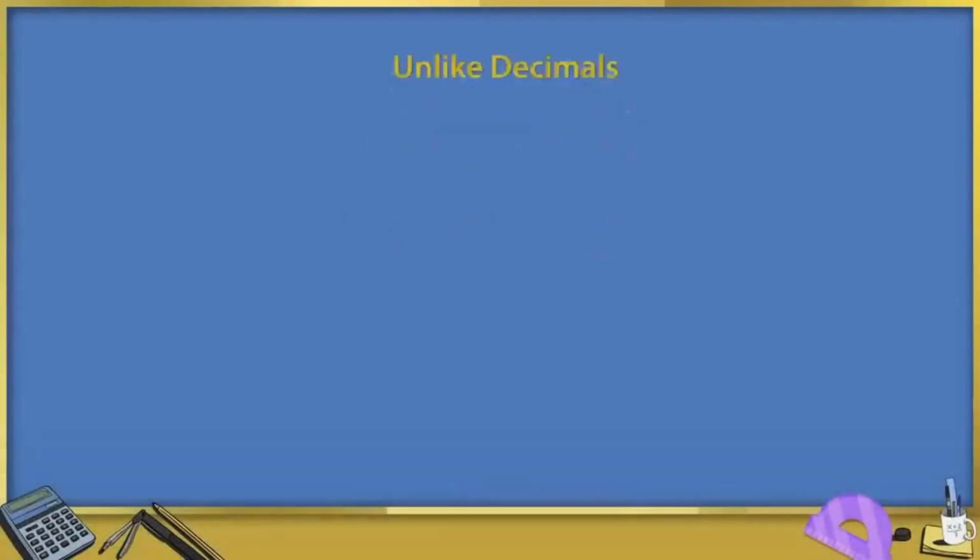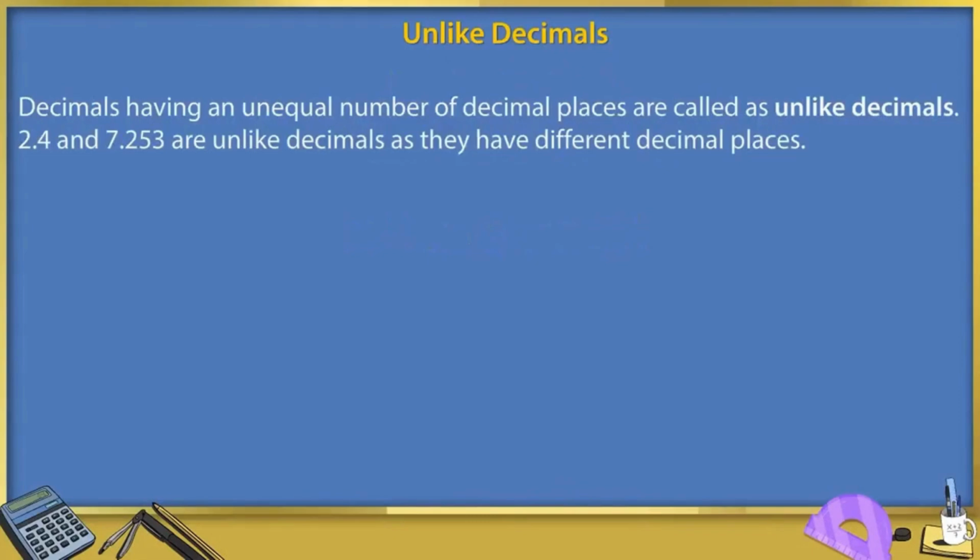Unlike decimals. Decimals having an unequal number of decimal places are called as unlike decimals. 2.4 and 7.253 are unlike decimals, as they have different decimal places.